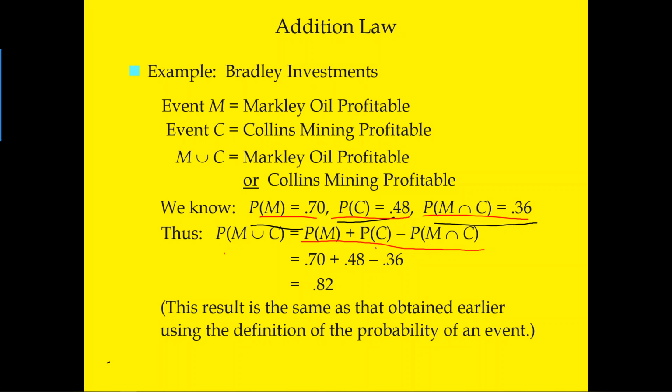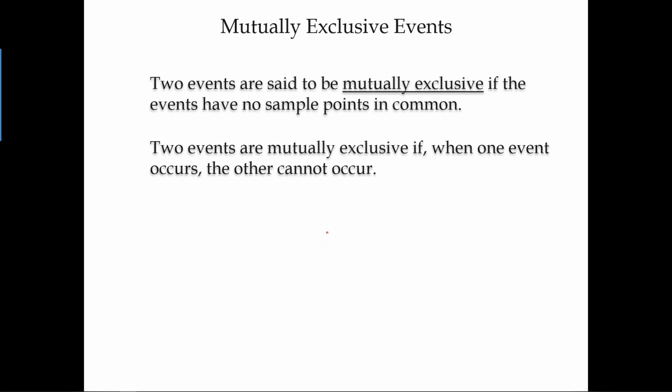And again, the reason we use the addition law is that sometimes you don't need to go back to look at your sample points to figure out the probability of the event. Actually, you can use this kind of relationship to figure out the probability of the event. So the fourth relationship we're going to look at here is called a mutually exclusive event. Two events are said to be mutually exclusive if the events have no sample point in common. So two events are mutually exclusive if when one event occurs, the other cannot occur.